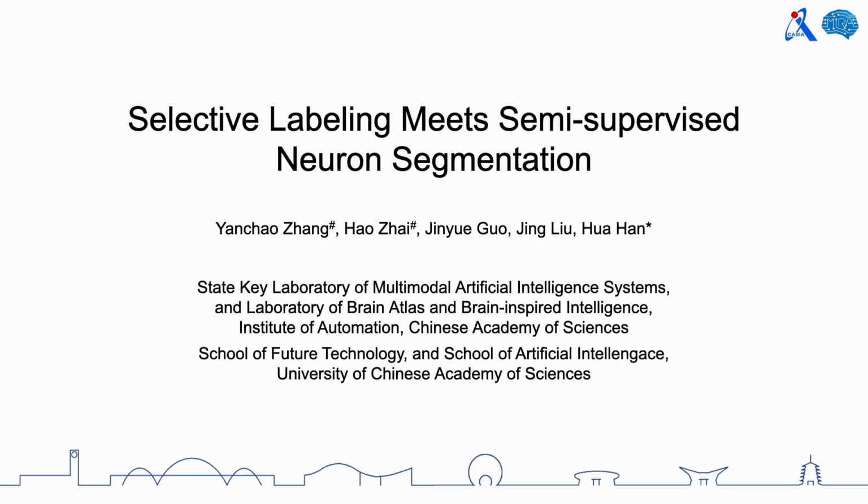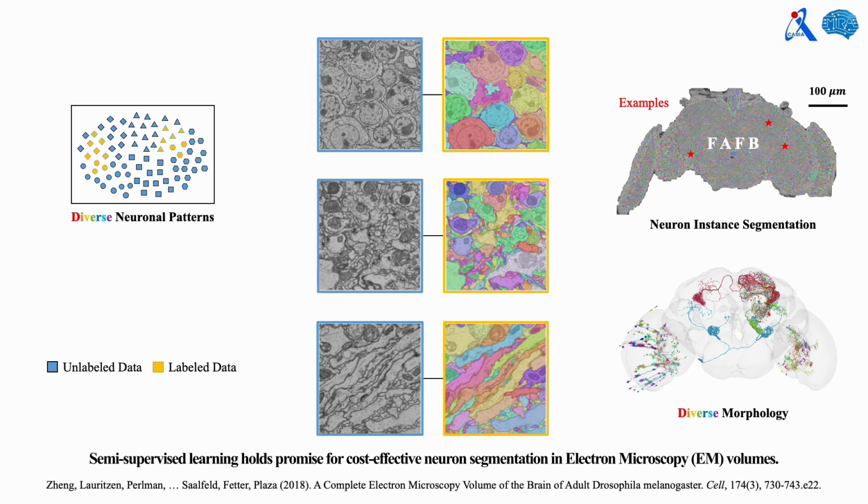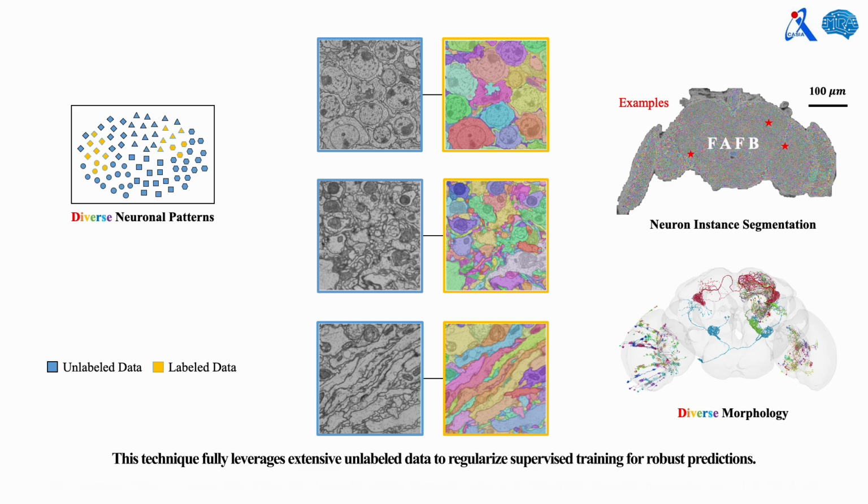In this video, we vividly introduce our method with graphical, qualitative and quantitative results. Semi-supervised learning holds promise for cost-effective neuron segmentation in electron microscopy volumes. This technique fully leverages extensive unlabeled data to regularize supervised training for robust predictions.